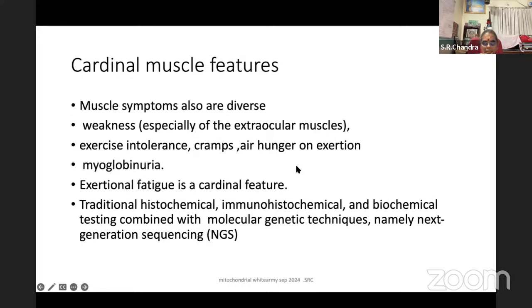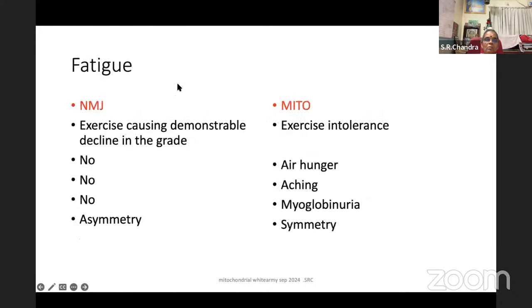So after exerting, the lactic acid accumulation results in air hunger. So they will open their mouth and breathe. And myoglobinuria. Exertional fatigue is a cardinal feature. And traditional histochemical, immunohistochemical, and biochemical testing combined with molecular genetic techniques, namely next generation sequencing, gives the diagnosis. So suspect when these features are there, then do the various tests and then you can confirm the diagnosis.